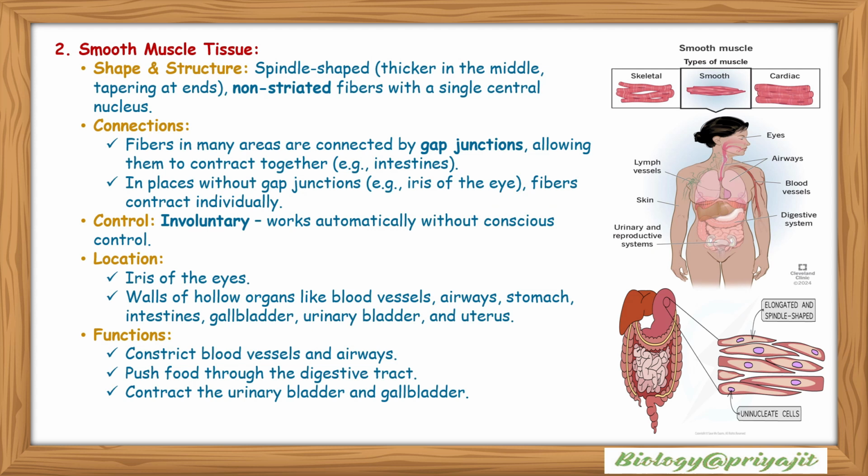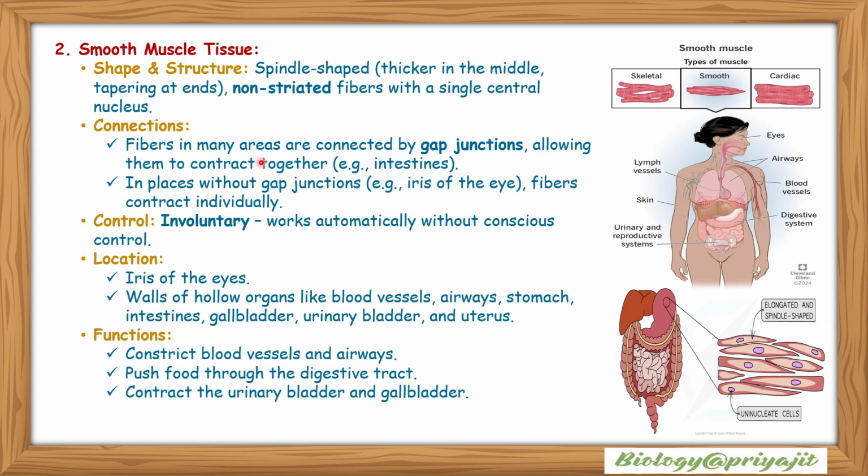Smooth muscle tissue shape and structure: they are basically spindle shaped, thicker in the middle, tapering at two ends. They are non-striated fibers with a single central nucleus.